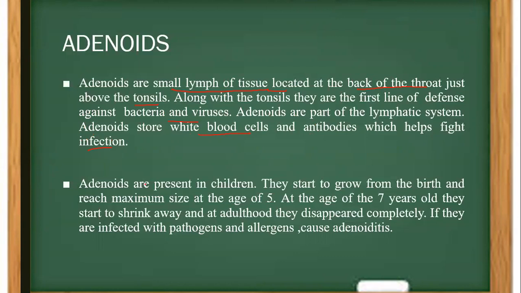These are present in children. They start to grow from birth and reach maximum size at the age of 5. At the age of 7, they start to shrink away, and in adulthood, they disappear completely. If they are infected with pathogens and allergens, it causes adenoiditis.